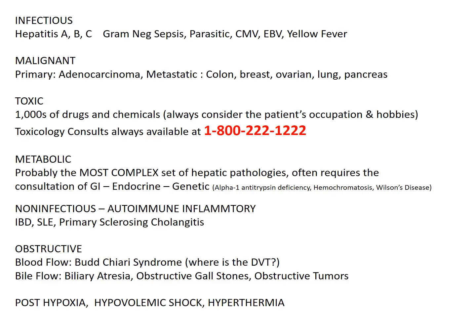We talked a bit about alcohol, but understand that there are literally thousands of drugs and chemicals that can be responsible for acute liver disease and end-stage liver disease. So for a person you're working up with new onset liver disease, always ask about drinking, illicit drug use, and what's the person's occupation and hobbies, as they may be exposed to some type of chemical that they're not aware can lead to hepatotoxicity.